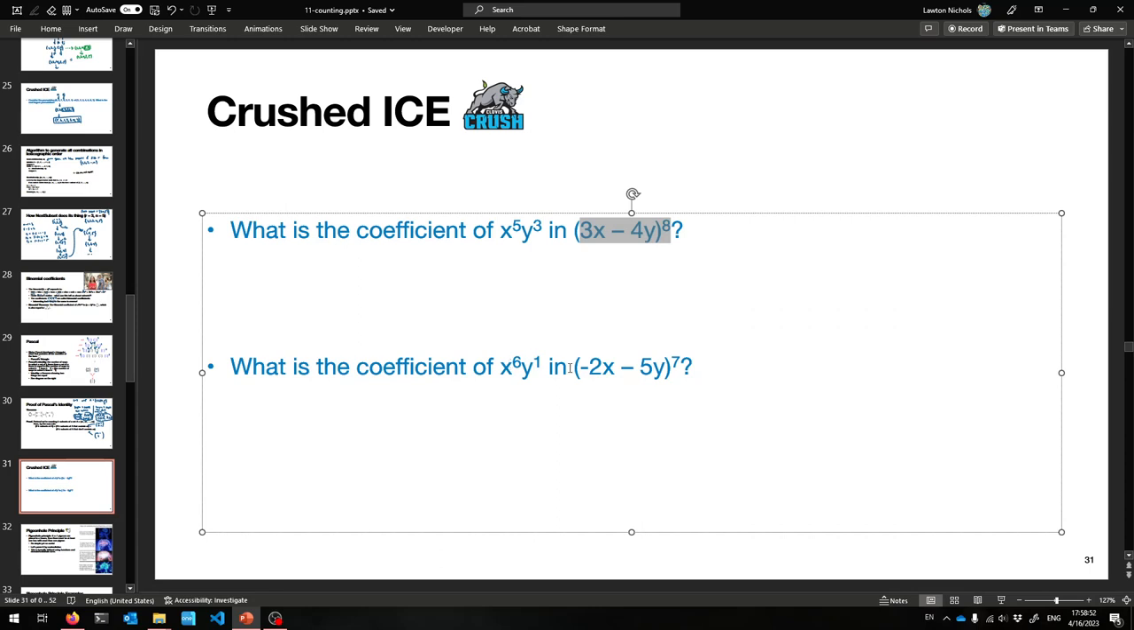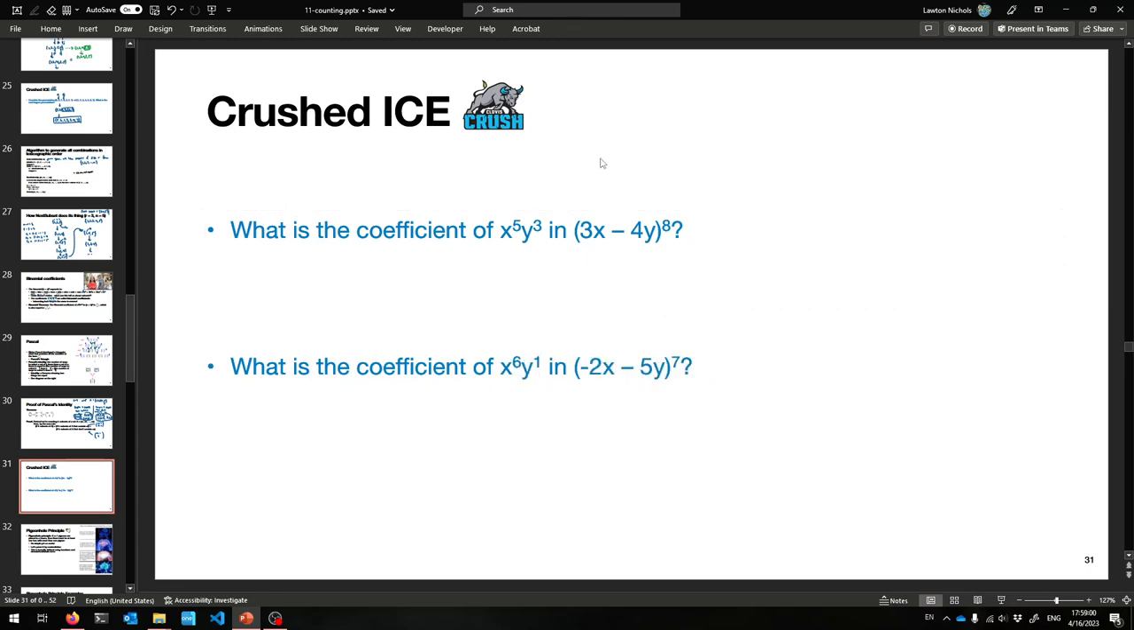And then here's another one with some negatives in play. What is the coefficient of x to the 6th, y to the 1st in this one? All right, so give those both a try. And let me show you what I would do, what I would think about.